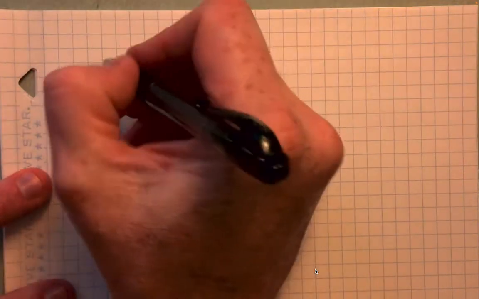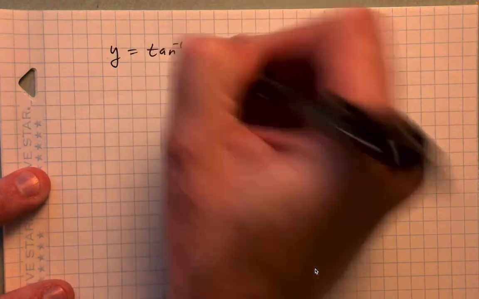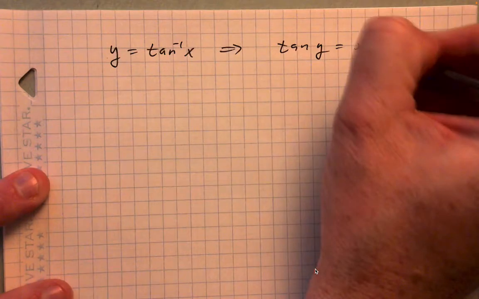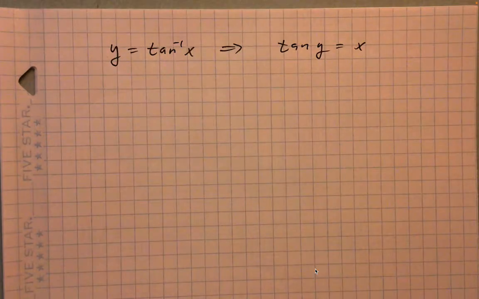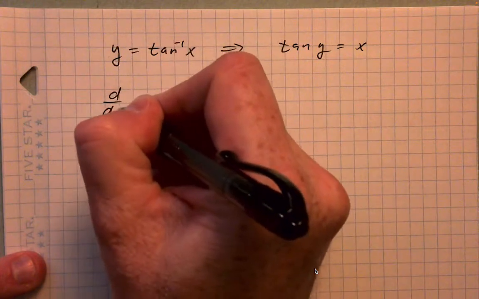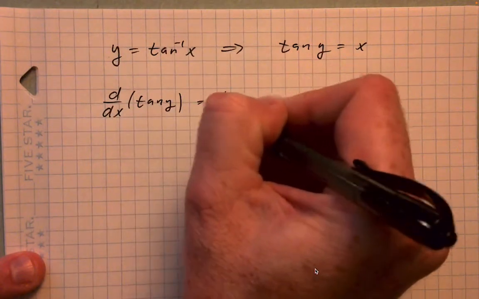Okay, what about, let's do another one. Let's look at the tangent, for example. It's going to work very similarly. For tangent, if you start with y equals the inverse tangent of x, then tangent of y is equal to x. Okay? And we can differentiate both sides. d dx of tan y equals d dx of x.